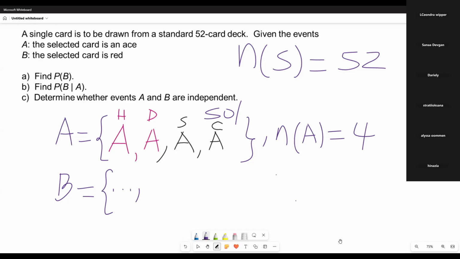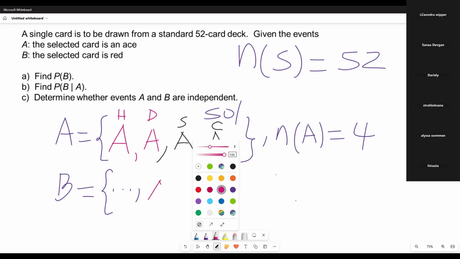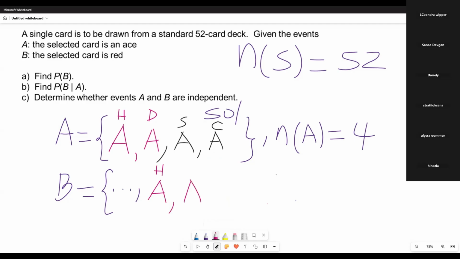But what I'm going to do here, I don't think I'm going to give you all. I'm going to put ace of heart and ace of diamond. And then of course, we got 26. So N of B equals 26.